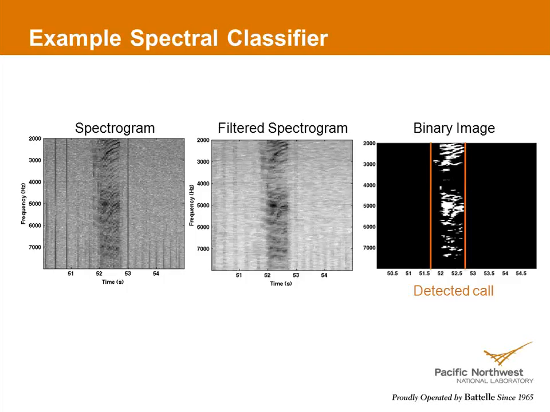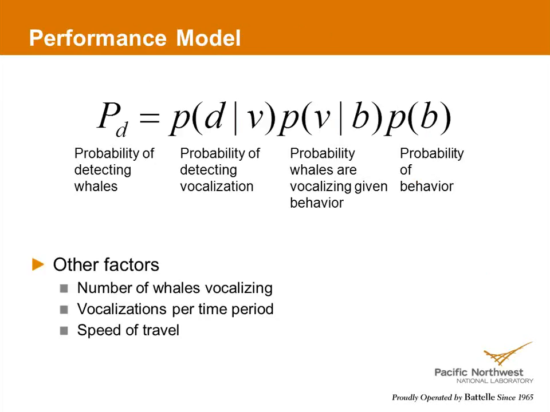Here's an example of what this would look like: the spectrogram coming from the short-term Fourier transform, and then the filtering on it to get rid of some of the noise, and then it would be pre-whitened to give us the binary image. So this would be the call image that we would then process and either accept or reject as a detected call. Next slide, please.